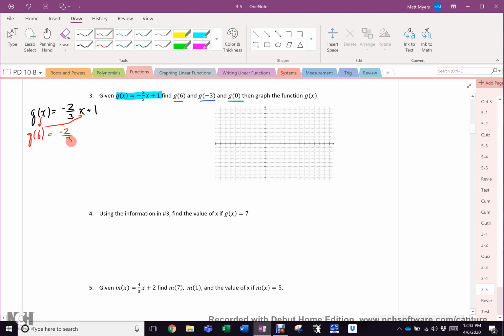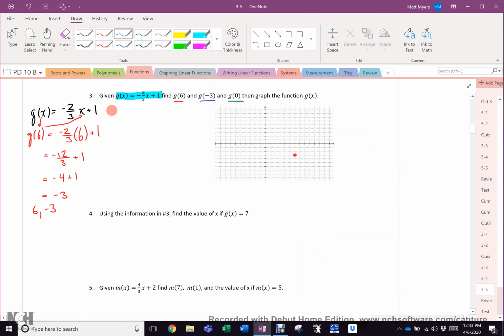Negative 2 over 3 times 6 plus 1. That's negative 12, 2 times 6 over 3 plus 1. That's negative 4 plus 1. That's negative 3. So my x value was 6, and my y value was negative 3. 1, 2, 3, 4, 5, 6. 1, 2, 3. And I put my red dot right there. Everybody cool, I hope.